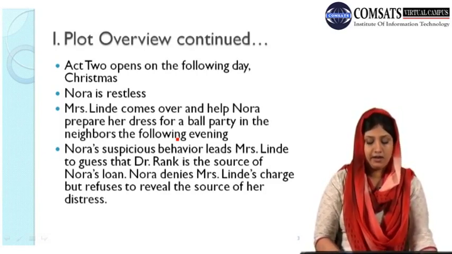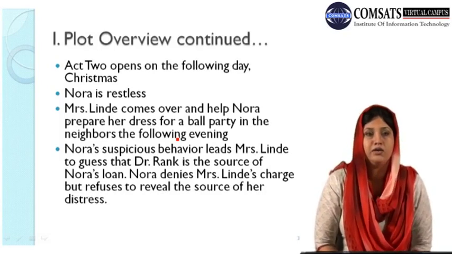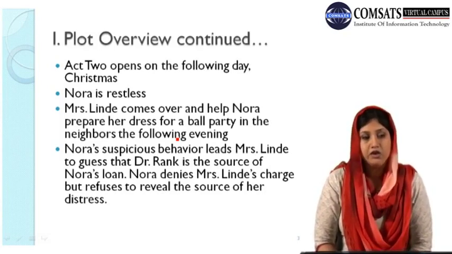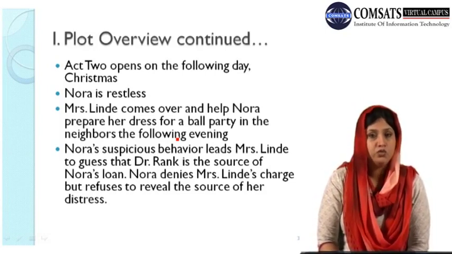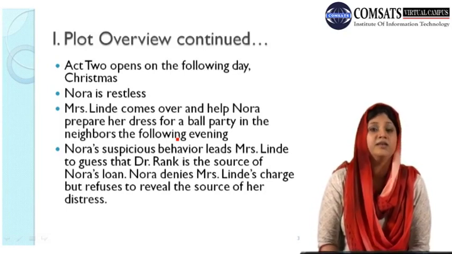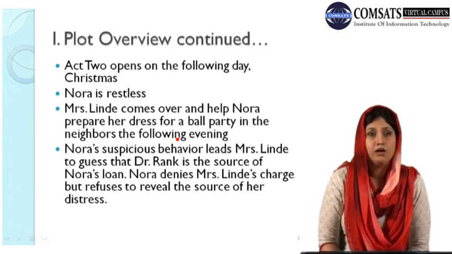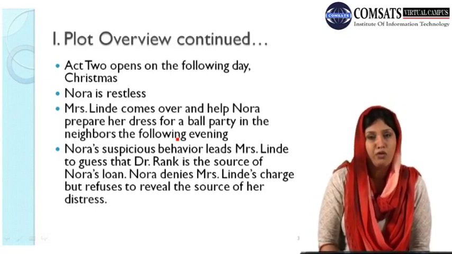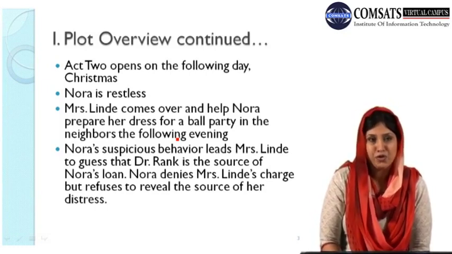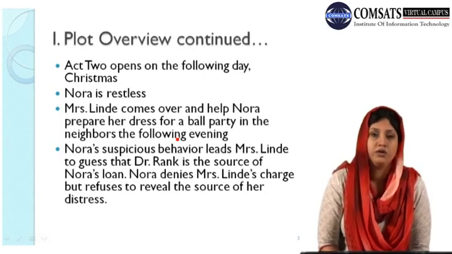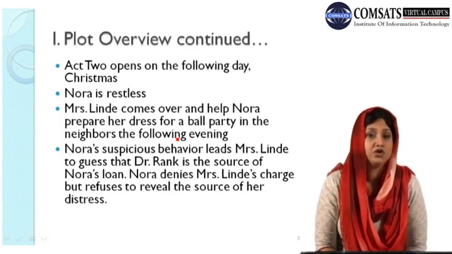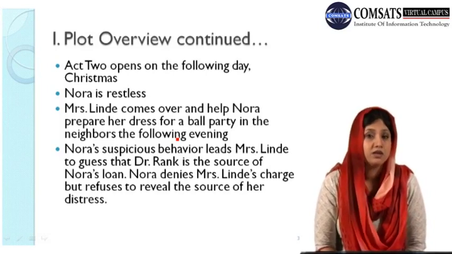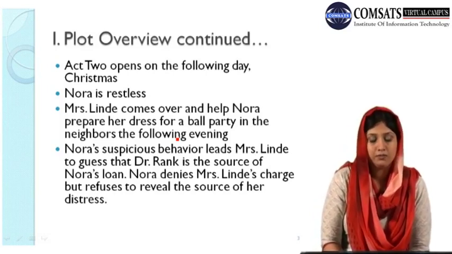And we understand where I left. We left Nora in a very restless state, because she got to know that Krogstad is the one who knows her secret, and her secret is the act of illegally borrowing a loan from the bank, where she signed a document and she forged her father's signature. That was an illegal act that she did, and Krogstad is very much aware of this fact, and he's keeping Nora's secret.